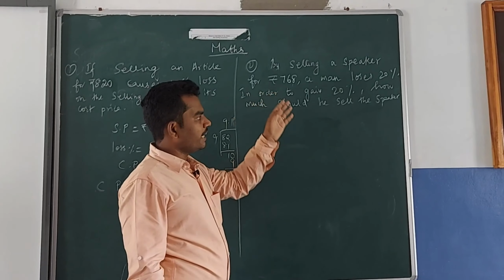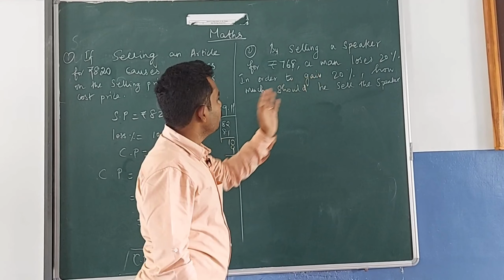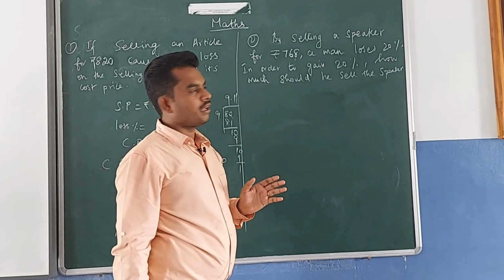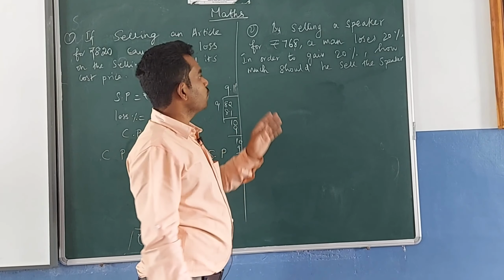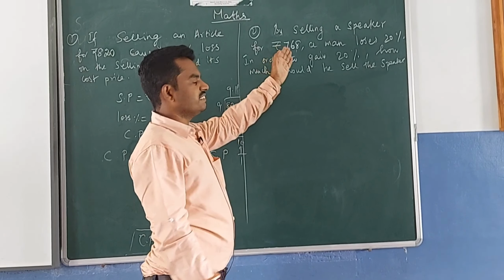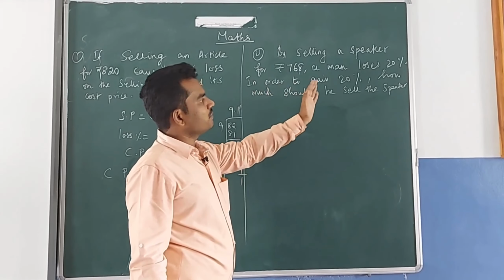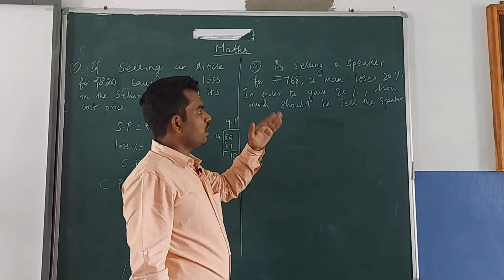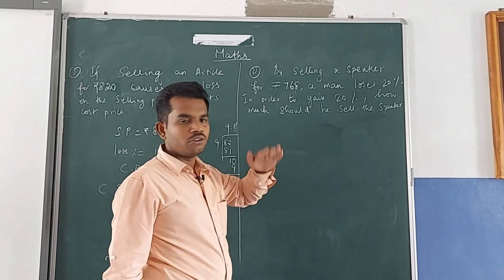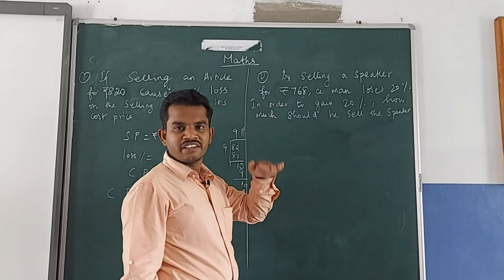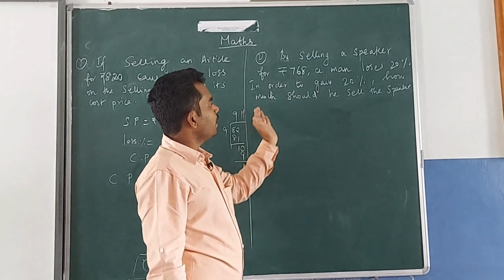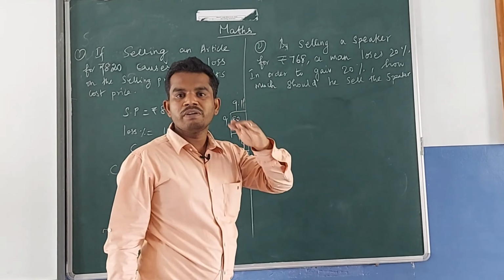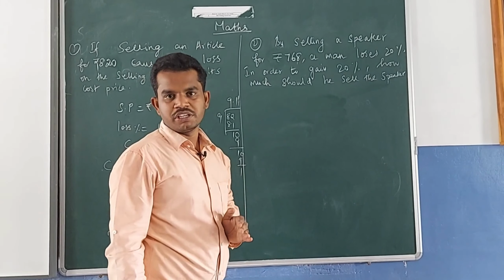By selling a speaker for 768 rupees, a man loses 20%. In order to gain 20%, how much should he sell the speaker? So இந்த கொஸ்டினோட மீனிங் வந்து என்னென்னா, ஒரு ஸ்பீக்கரை செல் பண்ணுறான், 768 ருபீஸுக்கு செல் பண்ணுறான். பட் ஆனால் வந்து லாஸ் ஆகிறான். எவ்வளோ லாஸ் ஆகுறான்னா 20% லாஸ் ஆகிறான். ஆனால் வந்து நான் லாஸ் ஆகக்கூடாது, திருப்பி நான் கெயின் ஆகணும்னு சொல்லிட்டு இன்னொரு 20% வந்து கெயின் பண்ணுறான். அப்படி கெயின் பண்ணால் அவன் வந்து அந்த ஸ்பீக்கரை எவ்வளோ விலைக்கு விற்றுருப்பான், அதுதான் வந்து கொஷின்.